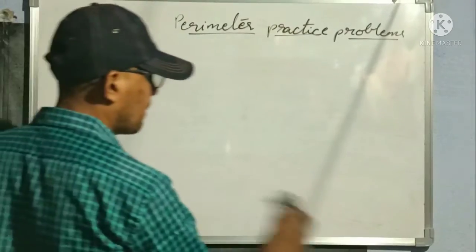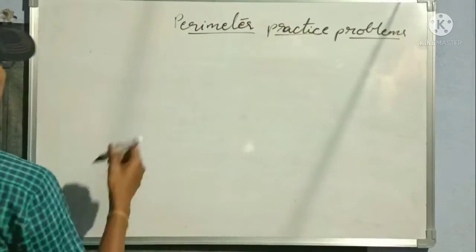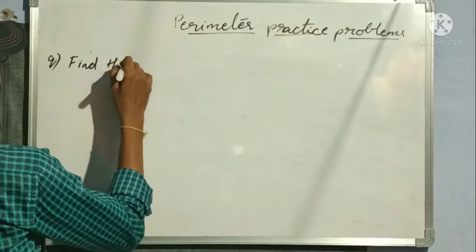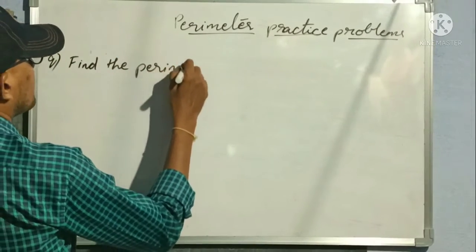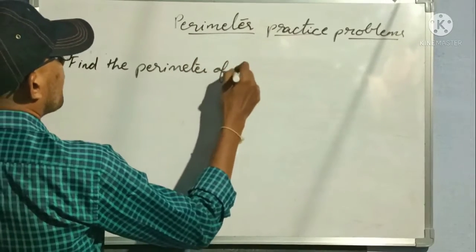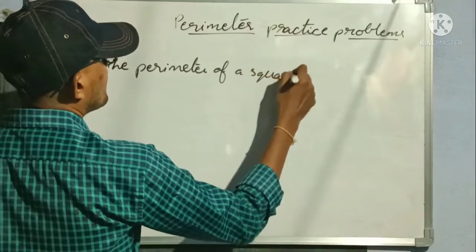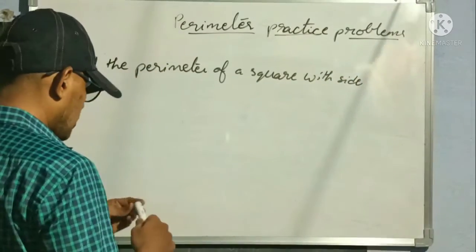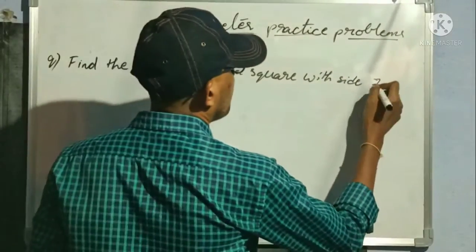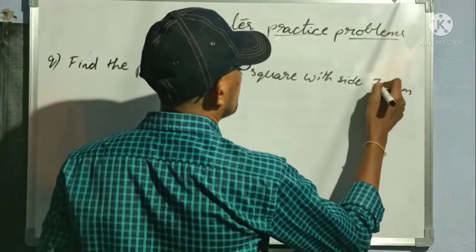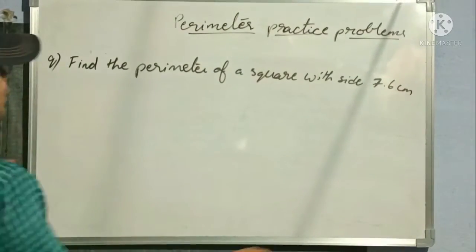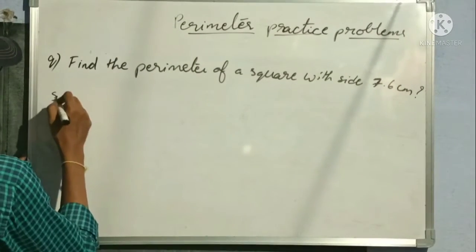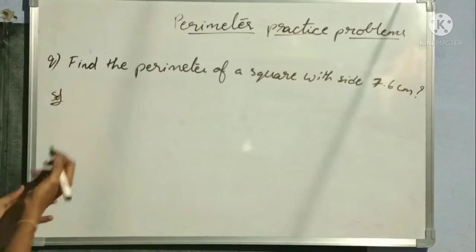Okay. Next question. Example: Find the perimeter of a square with side 7.6 centimeters. So, solution. Very easy. So, square.